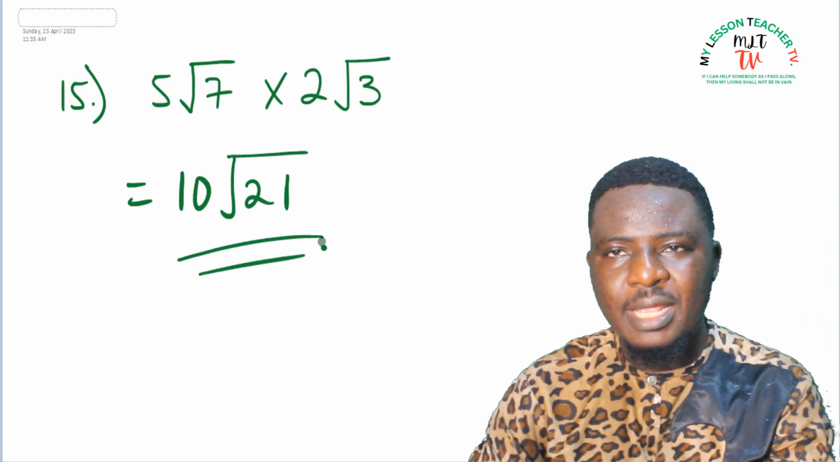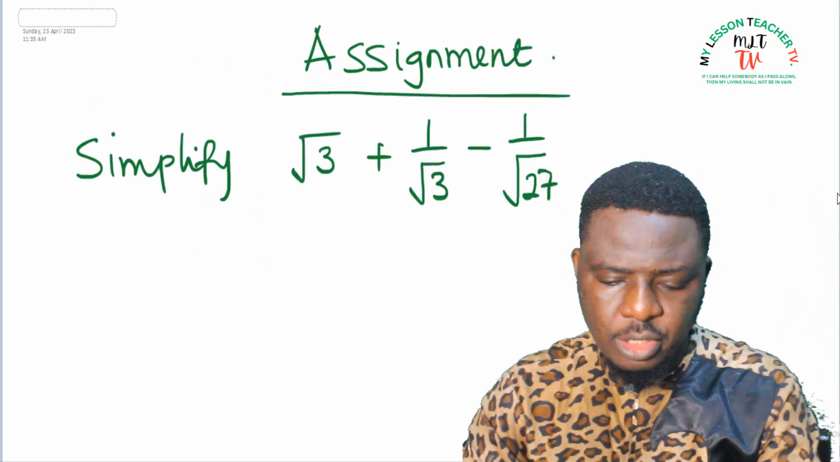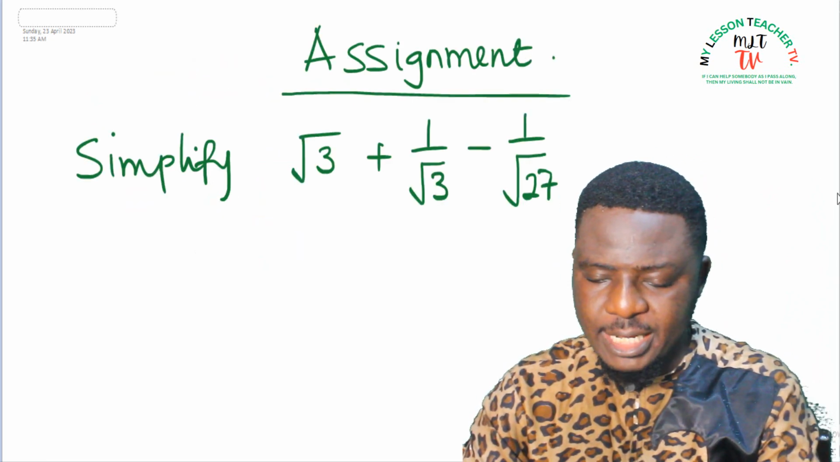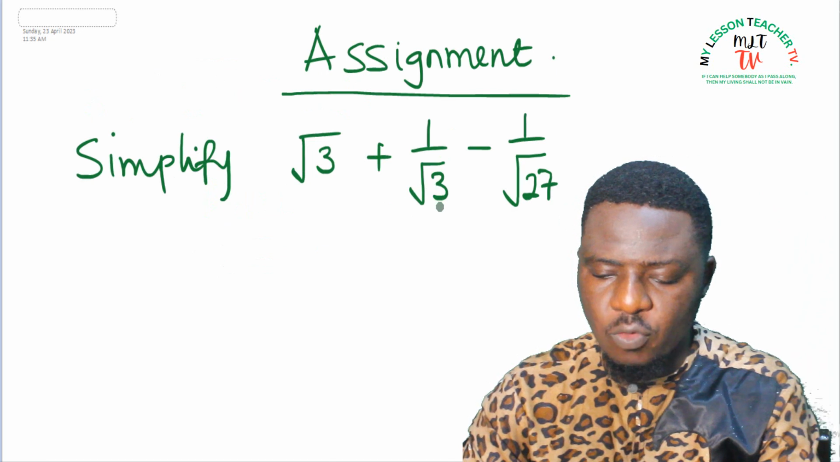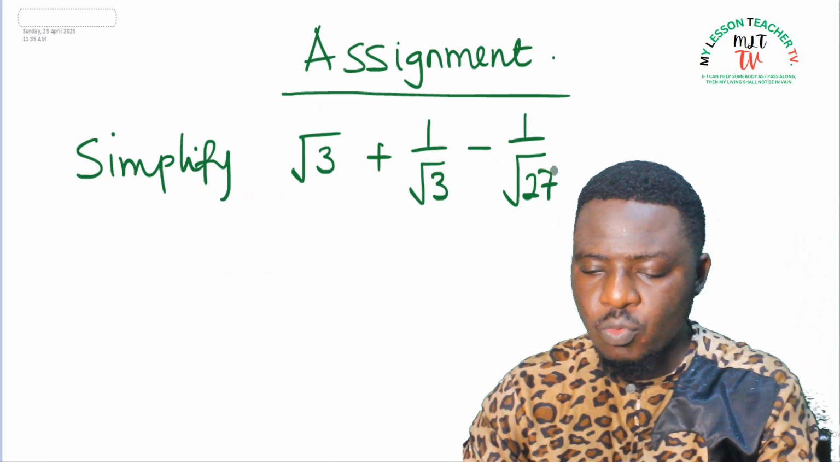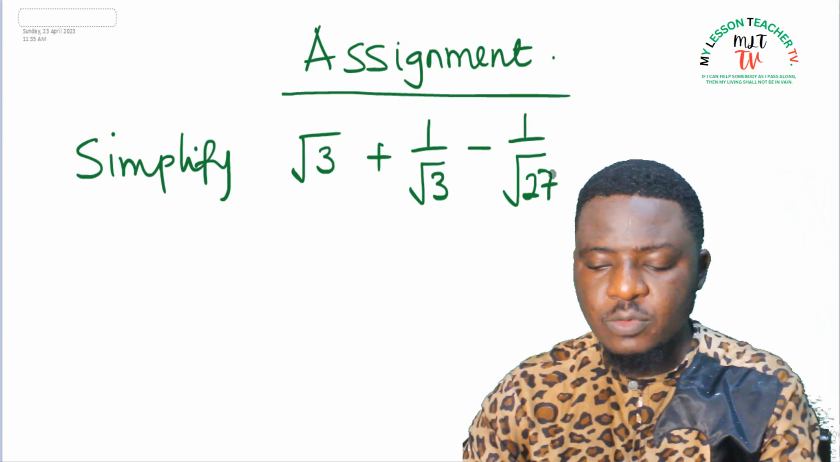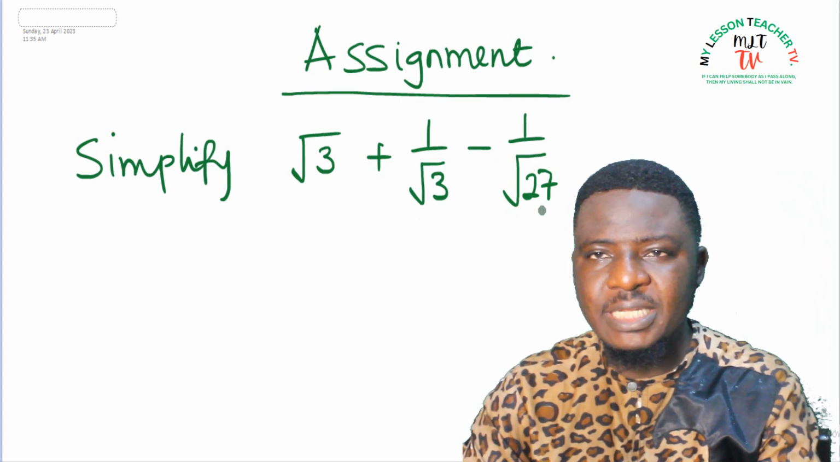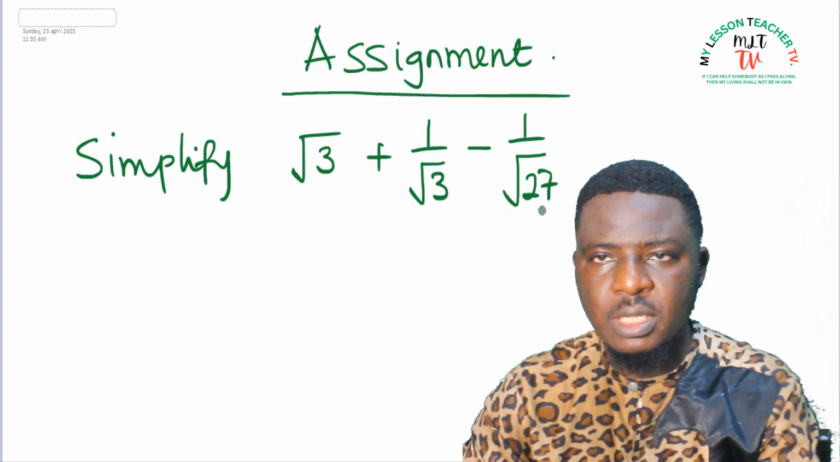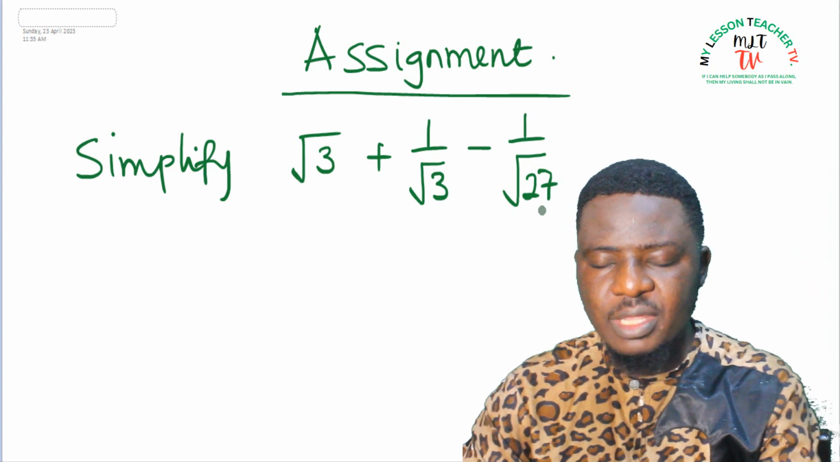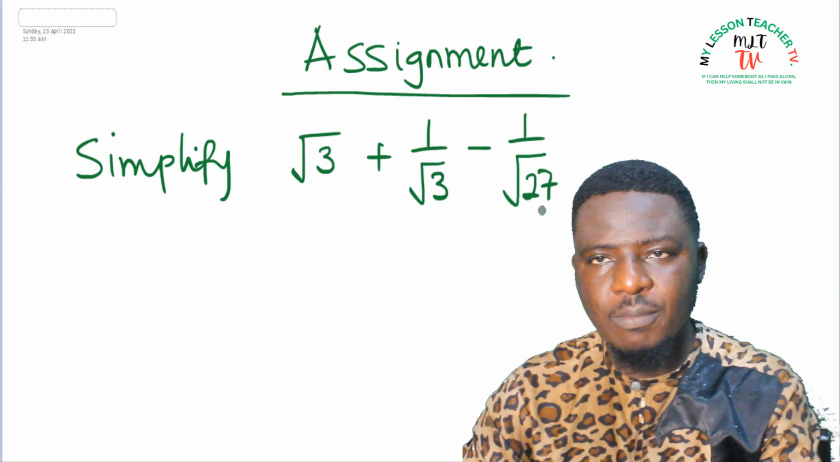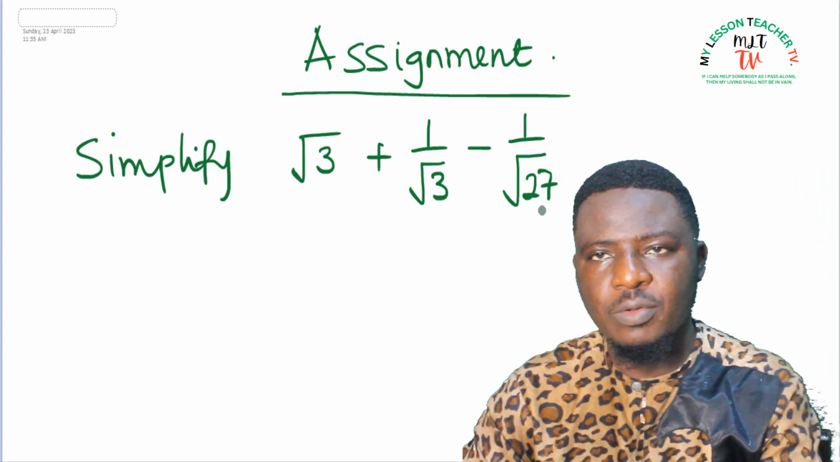But before we go, let me give you an assignment. You have to simplify root 3 plus 1 over root 3 minus 1 over root 3. What you are expected to do is to first of all simplify them by expressing them in their basic surd forms. And thereafter, if the denominator is still an irrational number, then you can rationalize by multiplying both the numerator and the denominator by the denominator.